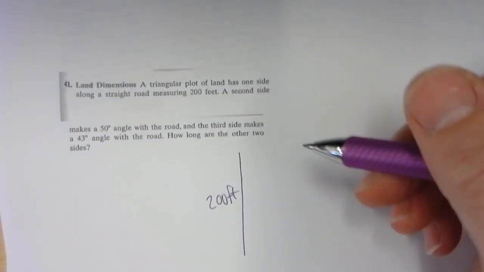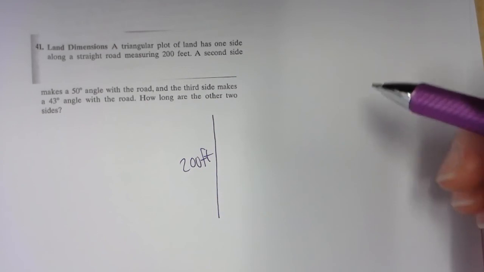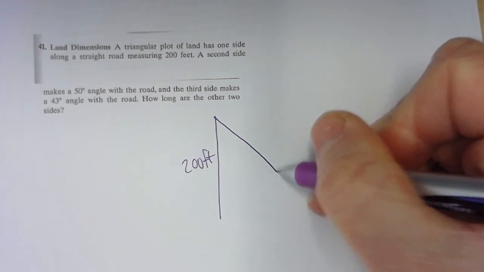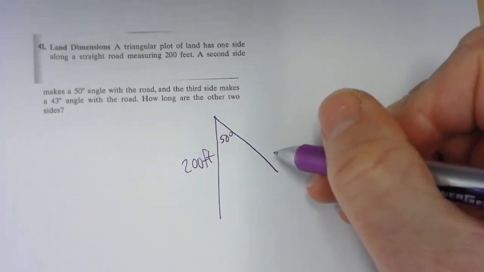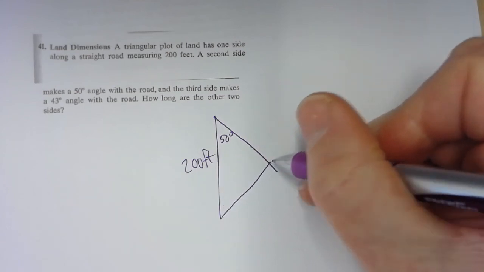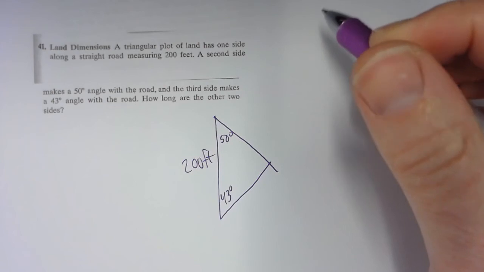I made my road north and south for some reason. One side makes a 50-degree angle with the road. So that makes a 50-degree angle with the road. And the third side makes a 43-degree angle with the road. 43 degrees with the road. How long are the other two sides?